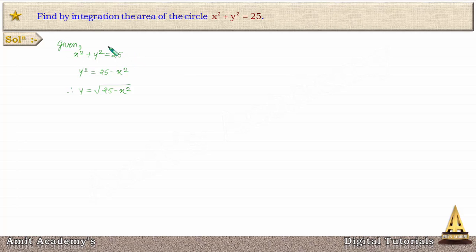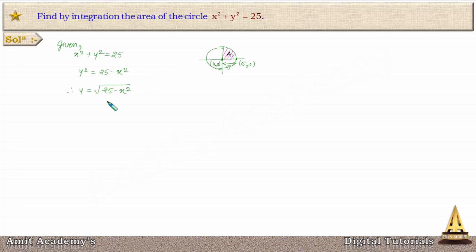Also, this is the equation of a standard circle, and this standard circle will look like this. This is the standard circle whose center is at origin and whose radius is in this case 5. Therefore, the coordinates of this point will be 5, 0, and we have to find this total area. For finding the total area, first we will find this much of area, and we will denote this much of area by A1. And if I multiply this A1 by 4, I'll get total area A. For finding A1, the lower limit will be 0 and the upper limit will be 5.